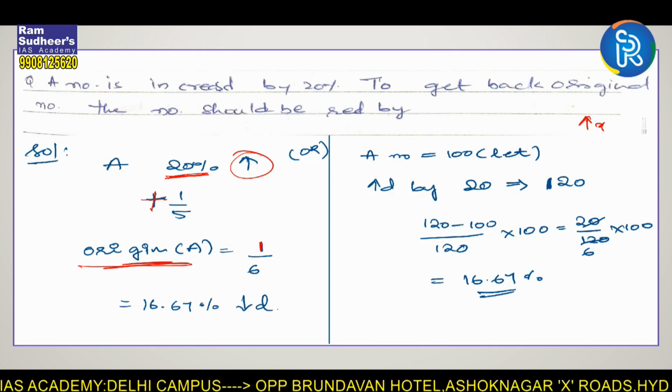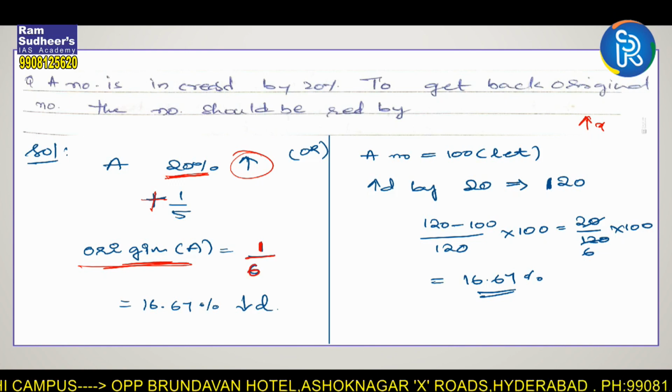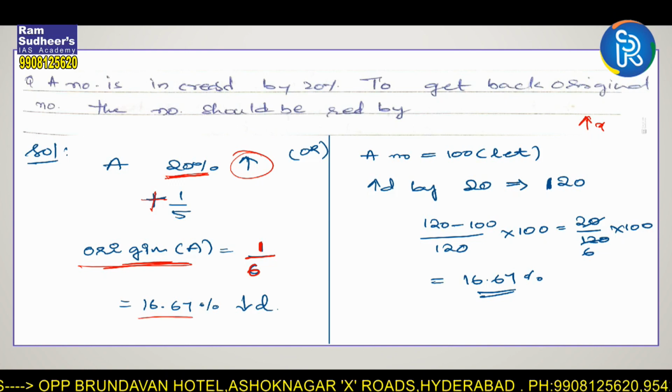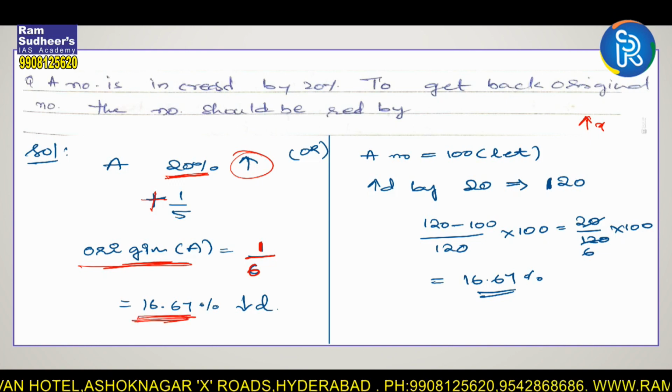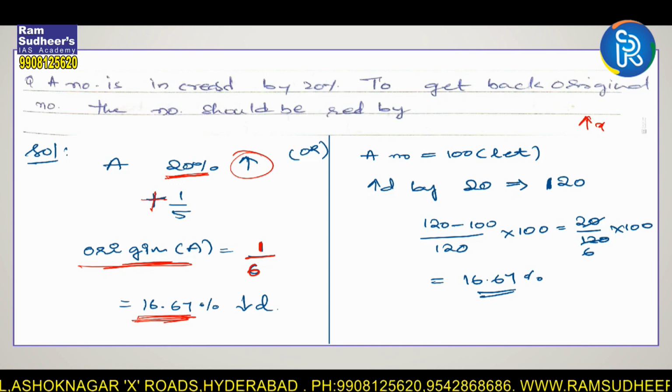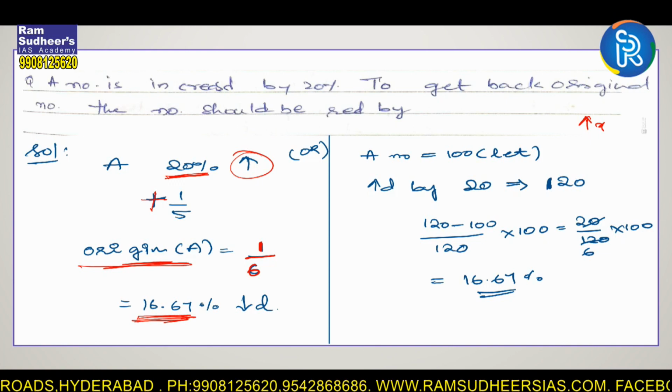The numerator would be the same, and because it is plus, 5 plus 1, 6 would be my denominator, and therefore 1 by 6, which is 16 2/3. On decreasing the new number by 16.67%, I would obtain my original number. I think you are okay with the terms used in the question.